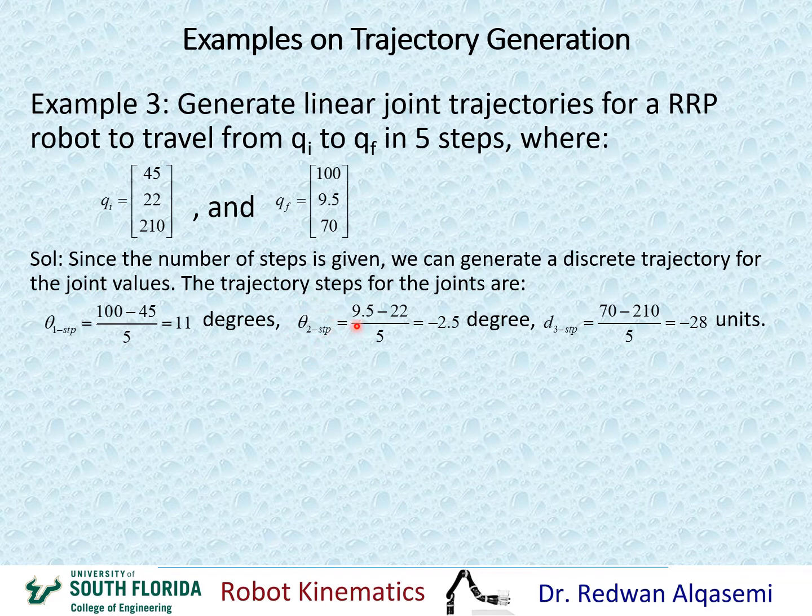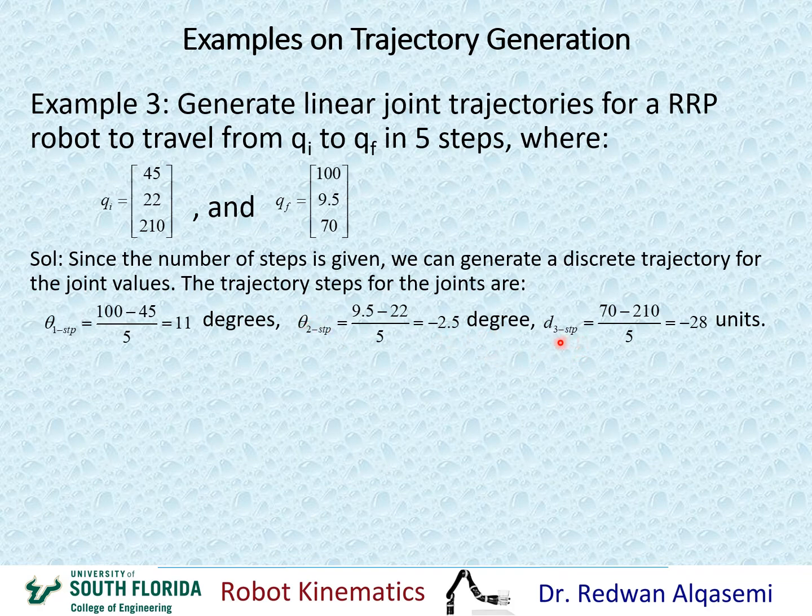Now theta 2 step, in a similar way, we can start with theta 2 final minus theta 2 initial. Both of them are given. This is theta 2 final and theta 2 initial. And divide this by the number of steps, which is 5. And that gives me negative 2.5 degrees for theta 2 step.